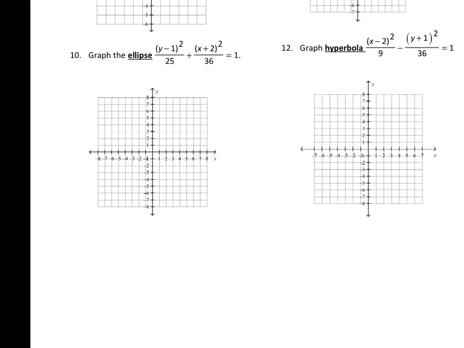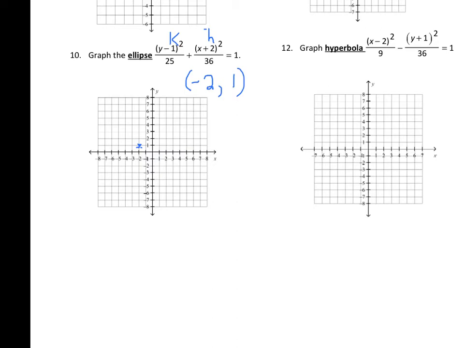First, let's find the center of this ellipse. The h is next to the x, so the h is right there. The k is next to the y, so it's right there. So in order, h with the opposite sign will be negative 2 first, and then the k with the opposite sign, so it'll be positive 1. So let's plot that. Negative 2, positive 1 is right there.